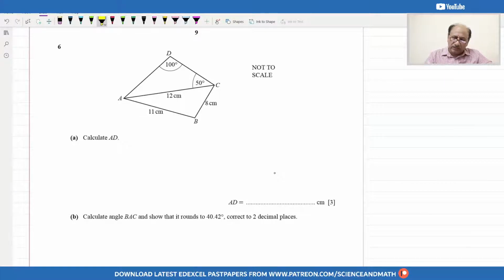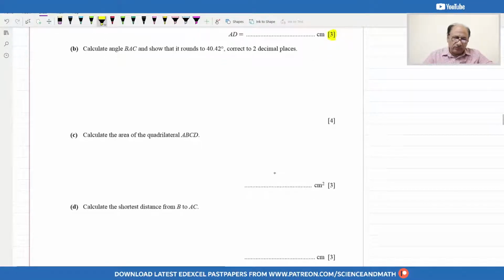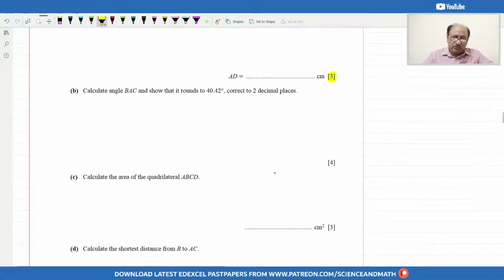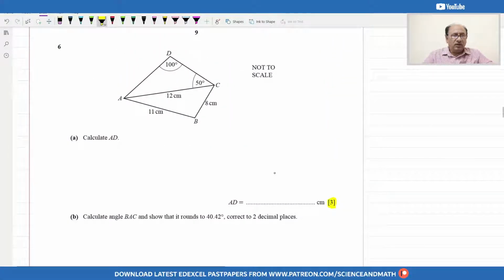From the marks you can assess, for example, this is a 3 marks question, so it should involve 2-3 steps. It will not be a very complicated question if it is of 3 marks, but 4 marks or above will require a little more understanding and a little more working. Whenever they mention not to scale, it means you can't measure any angle or any length from this drawing. This drawing is just provided for your understanding of the question.